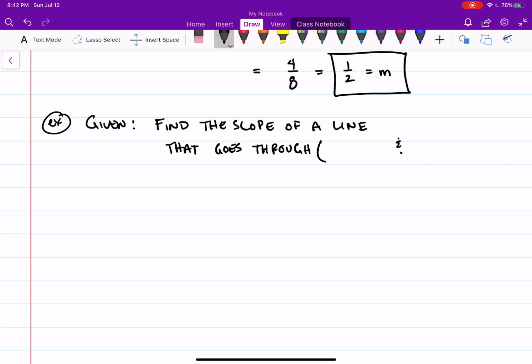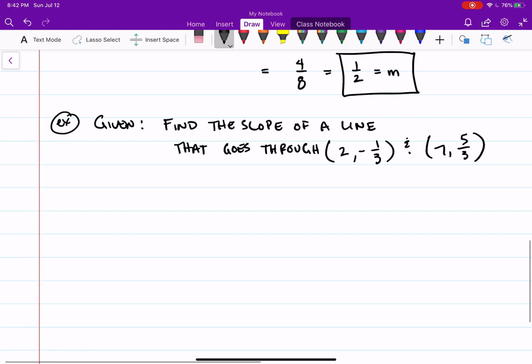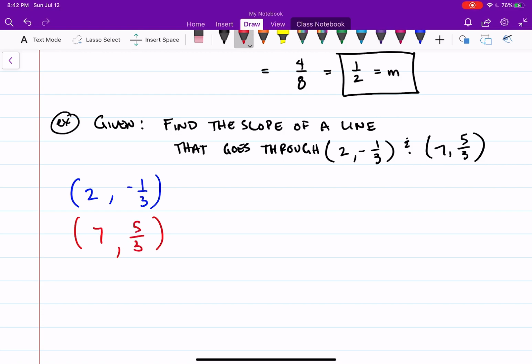Let's say this one says (2, -1/3) and (7, 5/3). Okay. Oh no, not fractions. Ah, right. So again, I like to stack them, because by stacking them, I can see the x's line up and the y values line up. So that this way, when I write it out, it's very easy for me.